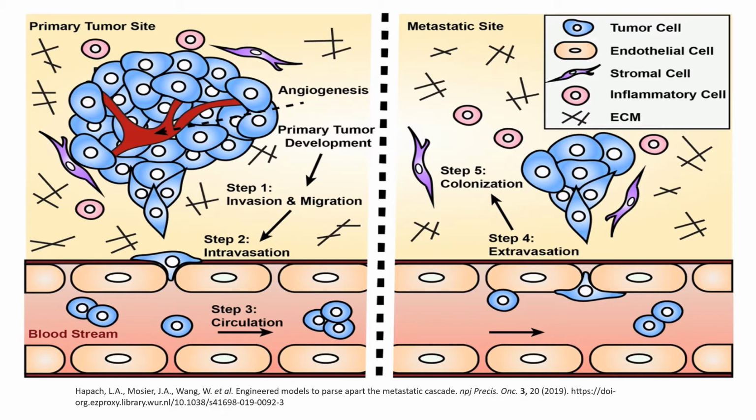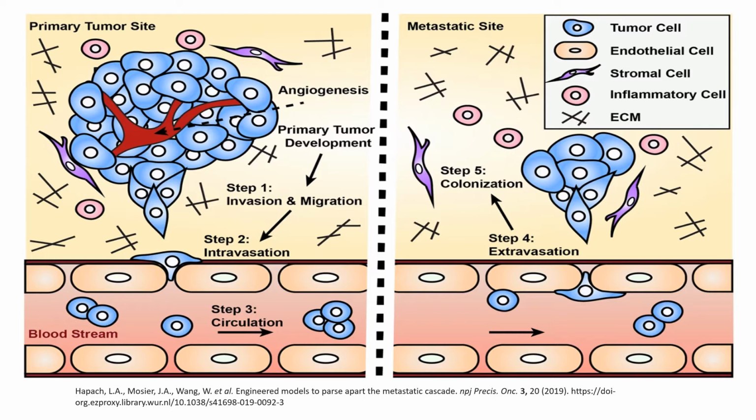In this figure, we can see two distinct sites. On the left side is the primary tumor site, while on the right side is the metastatic site. In the first step, the tumor cells, which are connected with each other through transmembrane glycoprotein, lose their ability to keep the tumor cells connected. Therefore, the tumor cells dissociate from each other at the primary site.